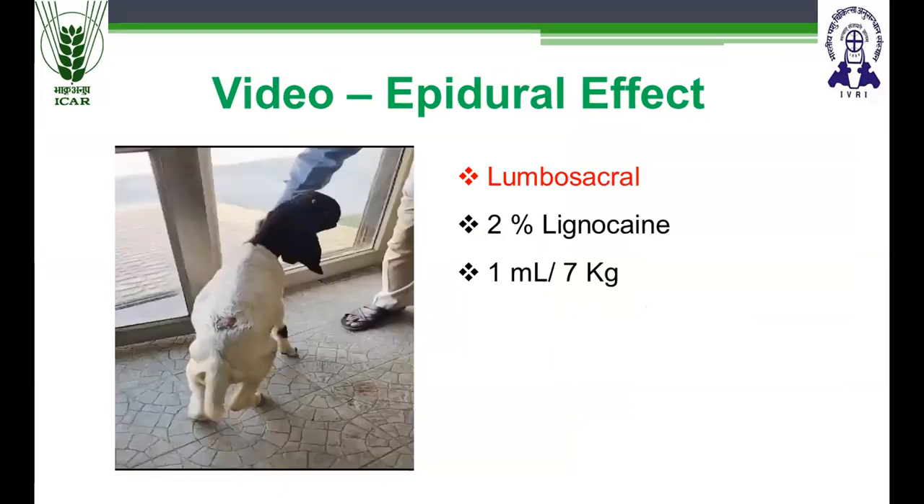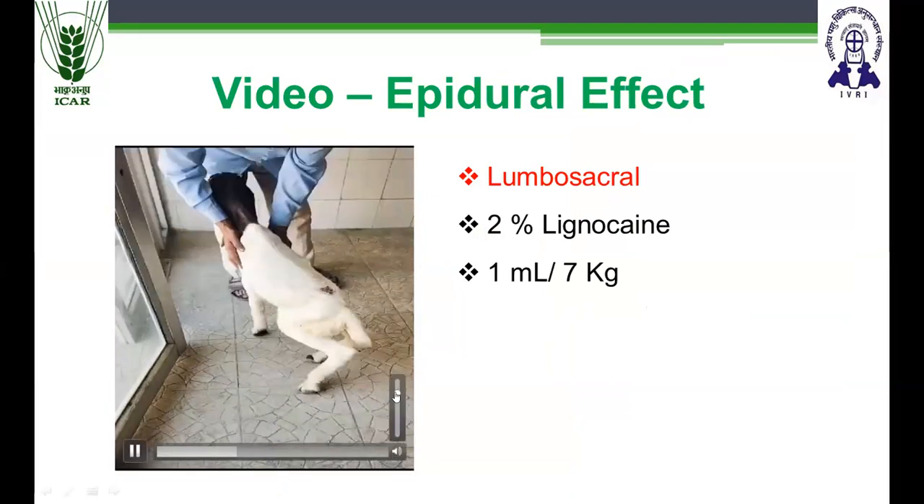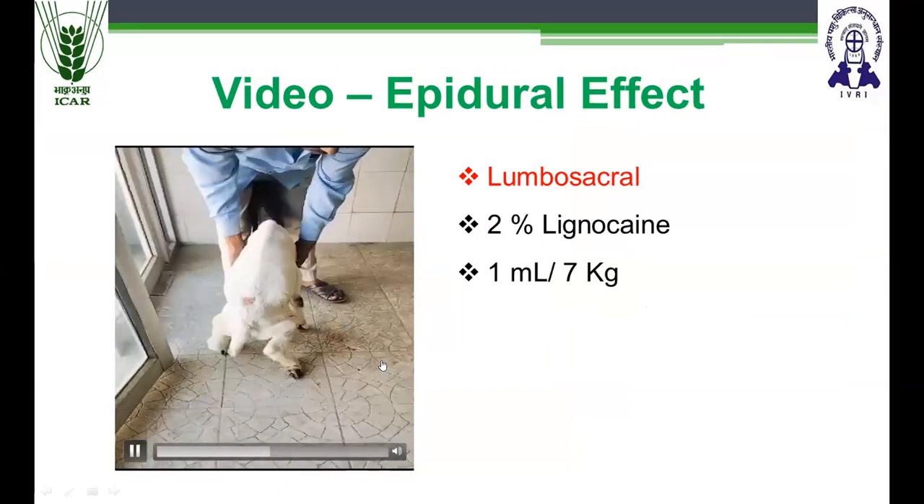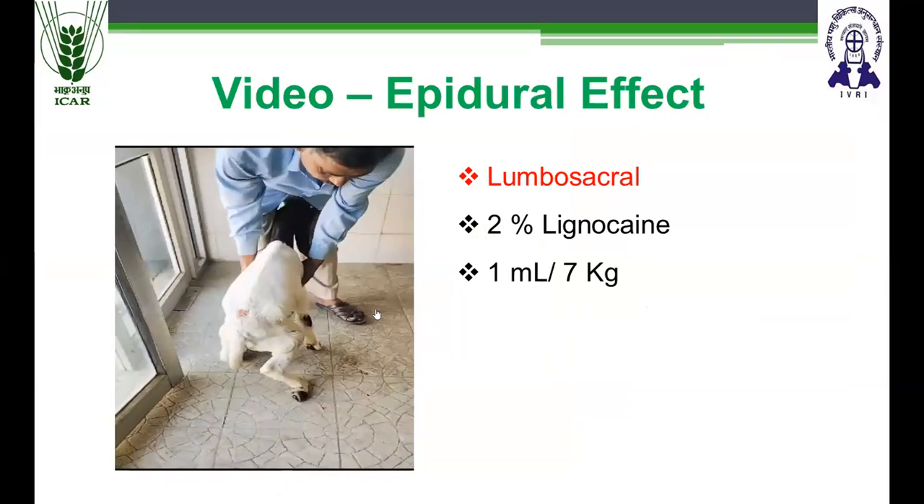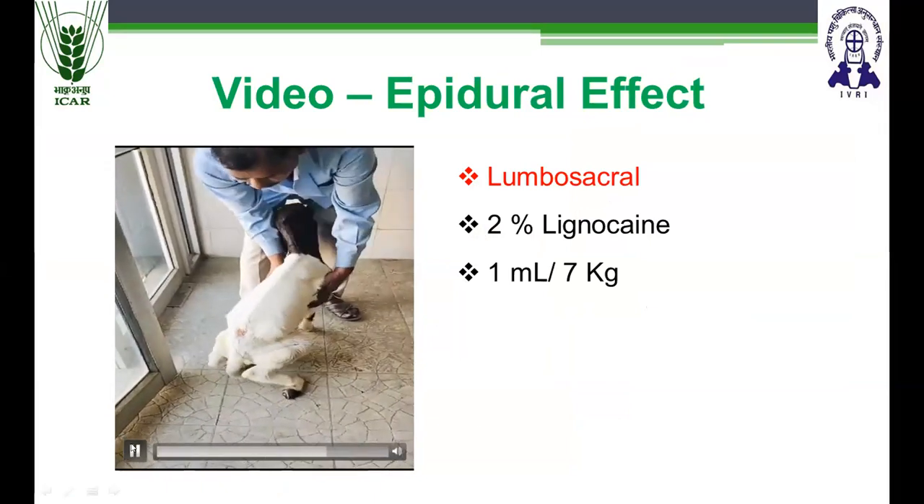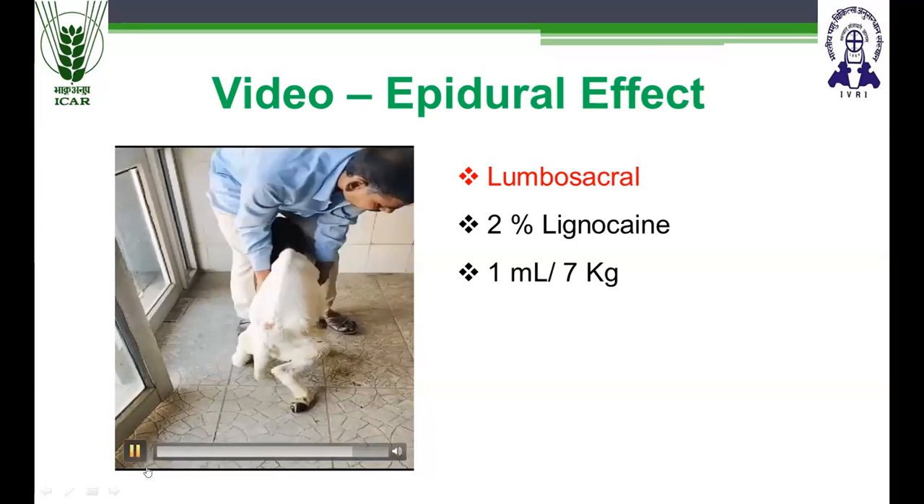After epidural anesthesia, the sensation of the hind limb will be lost. As a result, we can do surgeries up to the umbilicus. After giving epidural anesthesia, we give 2% lignocaine at a dose rate of 1 ml per 7 kg.